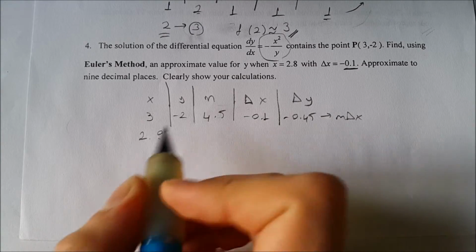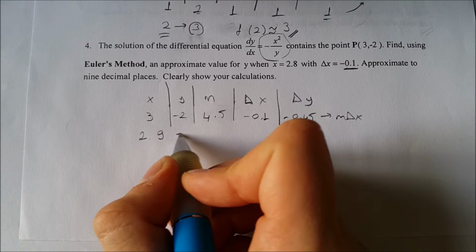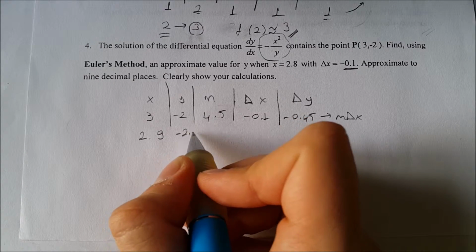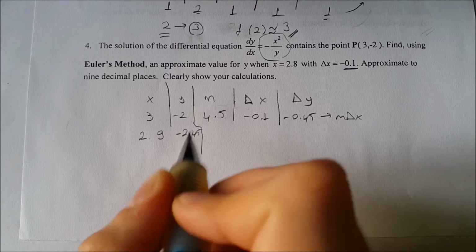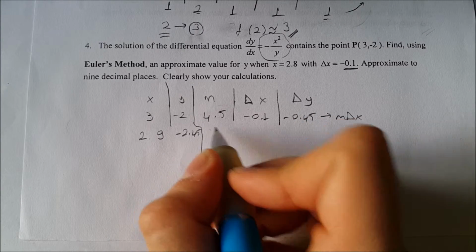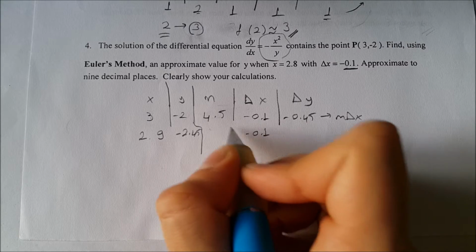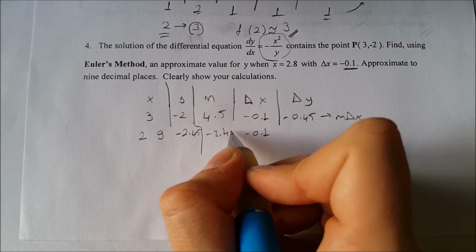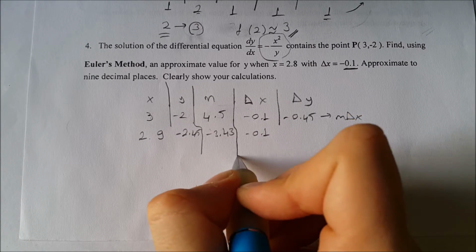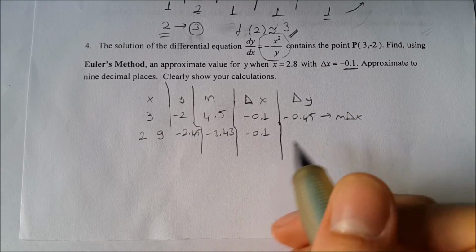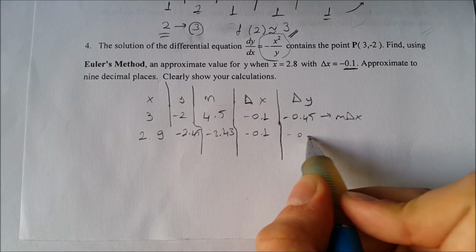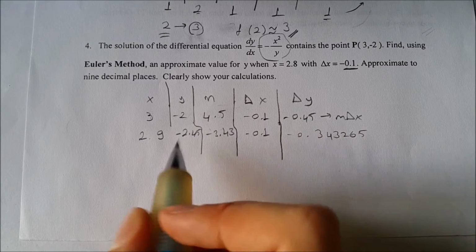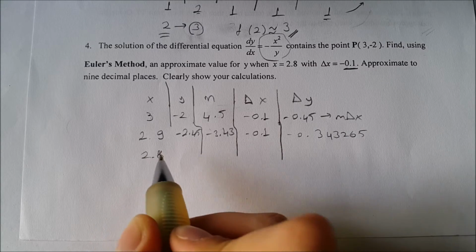Now our x, if we add x and delta x together, is now 2.9. Our y, if we add y and delta y together, is negative 2.45. Our m, if we calculate it from the TI, is negative 3.43. And then our delta y is equal to m times delta x. So it's negative 0.343265. And of course you can still write more decimals, but this is for now, I think, enough.